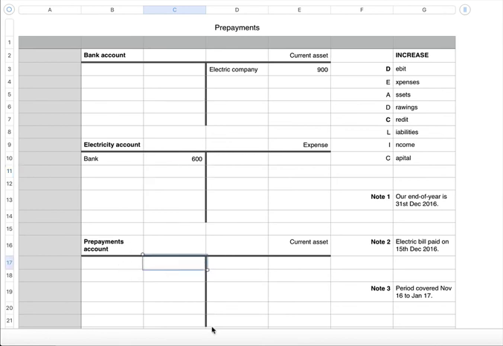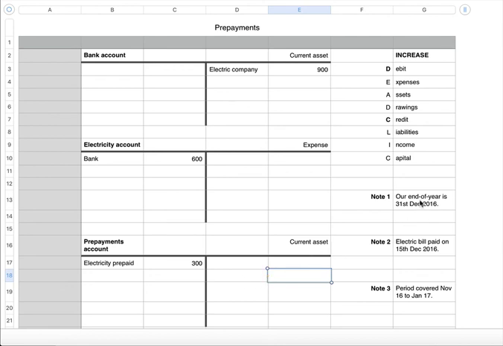So we're going to go to the prepayments account. Now prepayments is an asset. We're increasing the amount of prepayments in our books, so it's increasing an asset, so it's a debit. In there we're going to put electricity prepaid, and it's £300. So now our accounts balance perfectly. We've paid the £900 bill. 2 of the months relate to this year, so we've charged the electricity account with £600. 1 of the months relates to next year, so we're going to prepay £300 in this year.